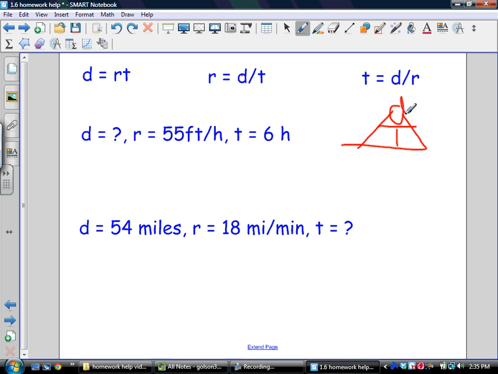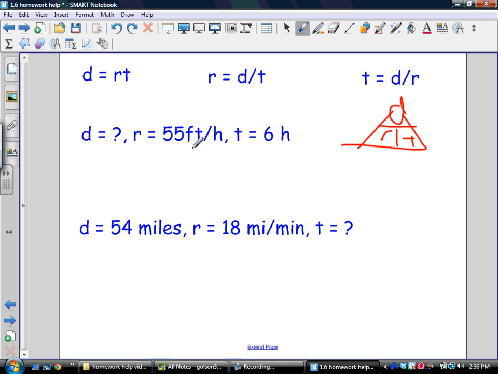Down on the bottom, you see I split up the bottom, and I put R in one box and T in the other. So if I want to find distance, it's rate times time. If I want to find rate, it's distance over time, or distance divided by time. If I wanted to do time, I would do distance over rate, or distance divided by rate. So I have all three of these formulas in this one little picture right here, which is kind of a nice, easy way to remember it.